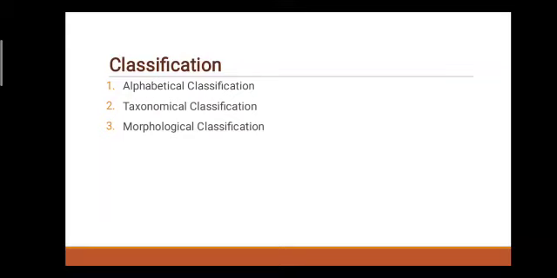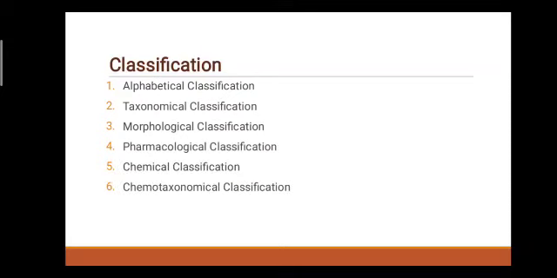Then the next point, classification of crude drugs. They are classified in the following ways. First, alphabetical classification. Second, taxonomical classification. Third, morphological classification. Fourth, pharmacological classification. Fifth, chemical classification. Sixth, chemo taxonomical classification. We will discuss them one by one. First, alphabetical classification.